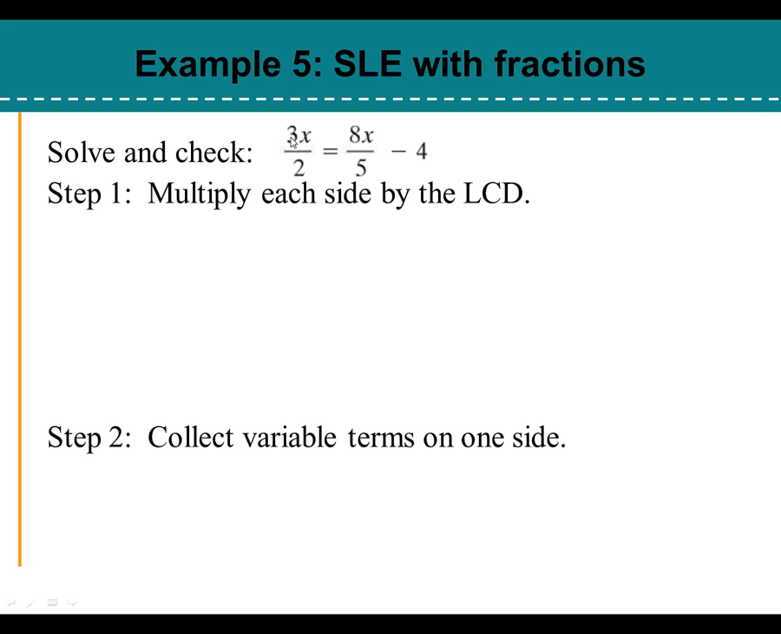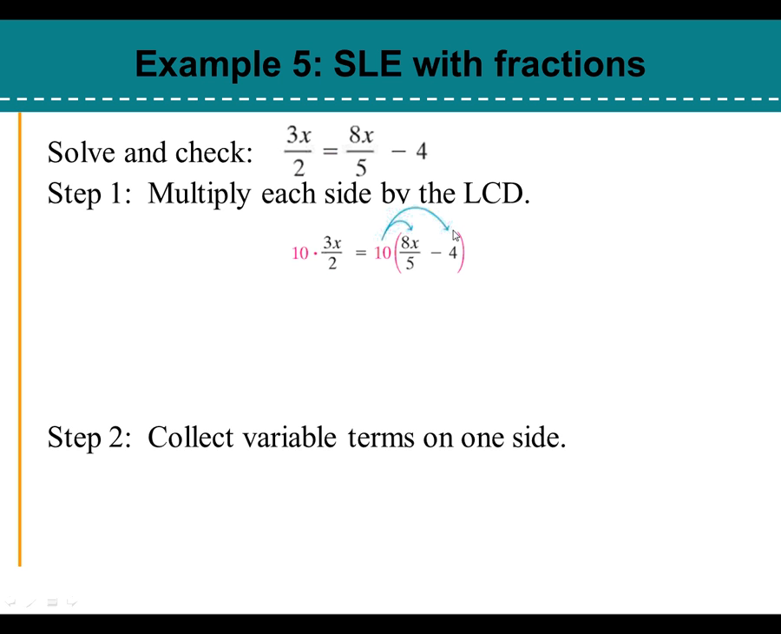Here's our equation, 3x over 2 equals 8x over 5 minus 4. Okay, we're going to multiply each side by the LCD. So you're looking at 2 and 5. The least common denominator, because they have no common factors, is 2 times 5, which is 10. So I'm going to multiply both sides by 10.